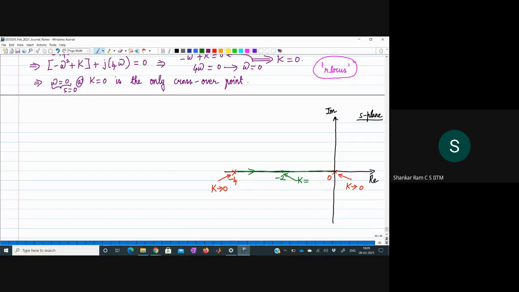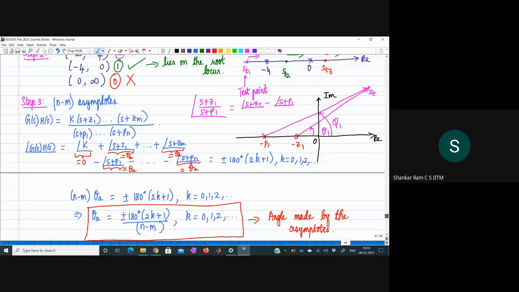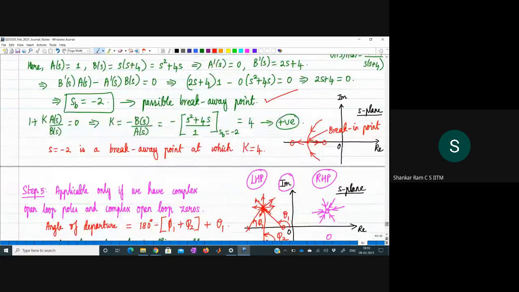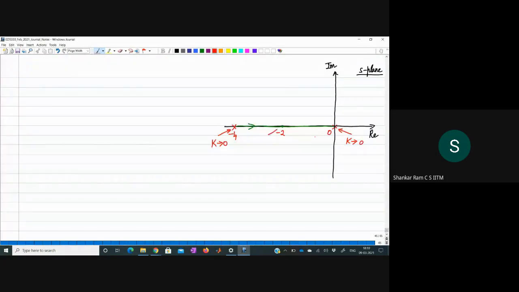What was the value of k at -2? Do you recall? We just calculated, right? What is the value of k at -2? If you go up, we calculated the value of k, 4, right? Yeah. So we can see that the value of k at -2 is 4. So that's what we have.